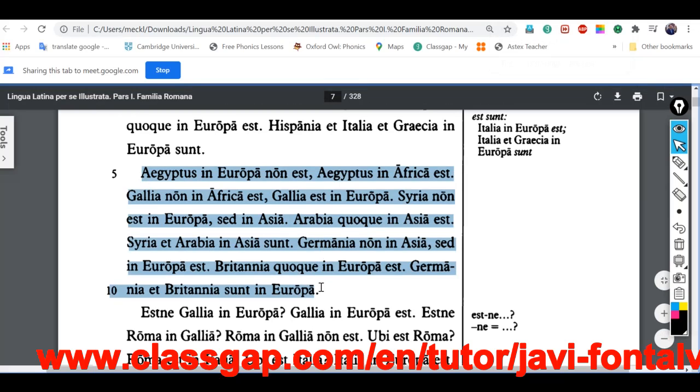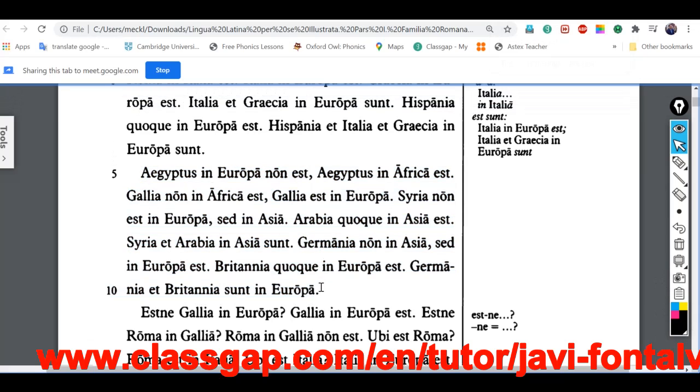Martina, could you read this in Latin? Or try to read it, yeah? Lo intentaré. A ver. The whole paragraph, okay? From 5 until 10. Egiptus en Europa non es. Egiptus en África es. ¿Hasta ahora todo bien?